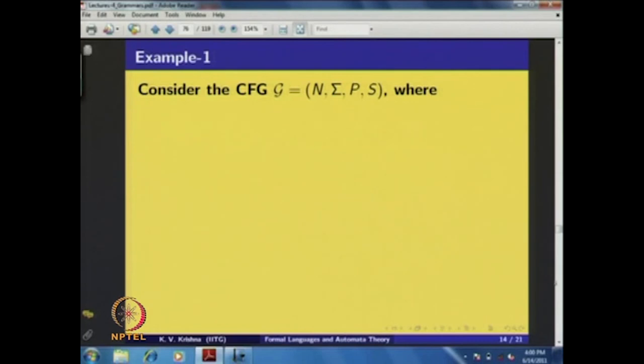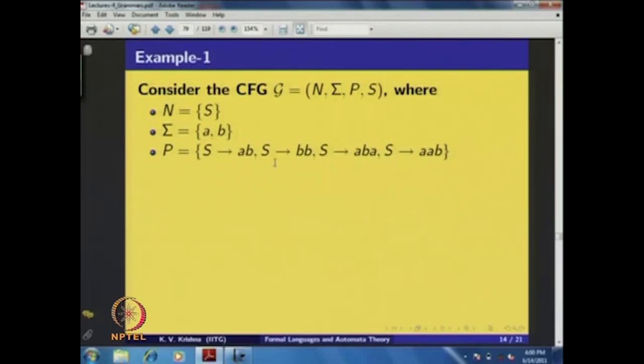Consider the CFG N, sigma, P, S, where N is the singleton S, sigma is the set {A, B}, and the production rules we are considering are S gives A B, S gives B B, S gives A B A, S gives A A B. There are finitely many rules, and on the left side only one non-terminal symbol is there, and on the right side a mix of terminals and non-terminals is allowed. Here we are considering only terminal symbols, for example, A B and B B here, A B A here, A A B here.